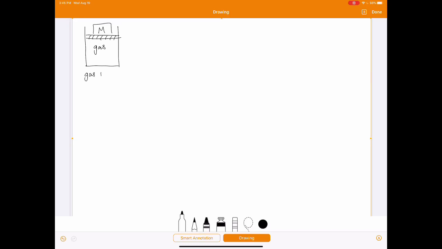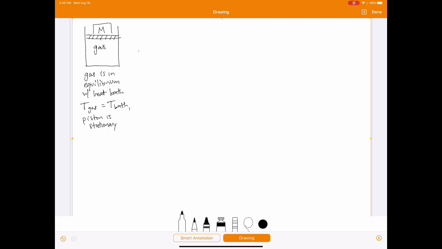Right now, the gas is in equilibrium with the heat bath. And so that means they have the same temperature. The temperature of the gas and the temperature of the heat bath are the same. Also, the piston is not going to be moving in this case. The piston is stationary.